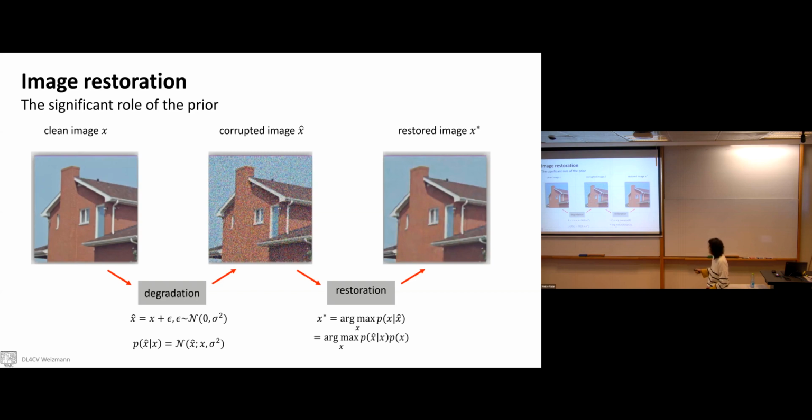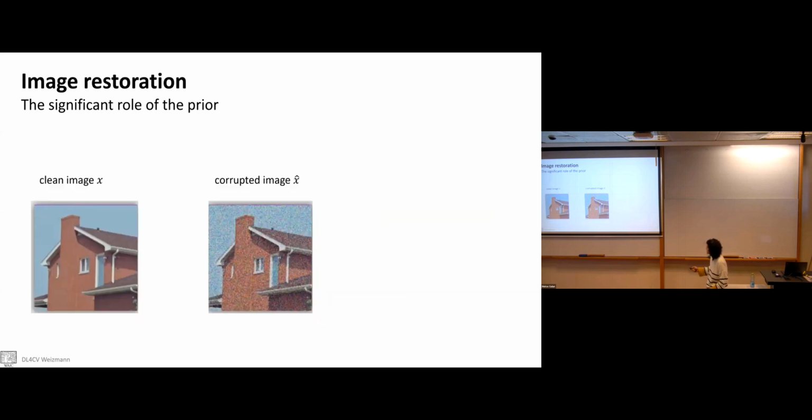Then what is the maximum a posteriori? The maximum a posteriori is going to be the following. I would like to predict the restored image X star such that this will be maximized. And as we showed before, this is equivalent to maximizing the likelihood times the prior. And now let's see the importance of the prior.